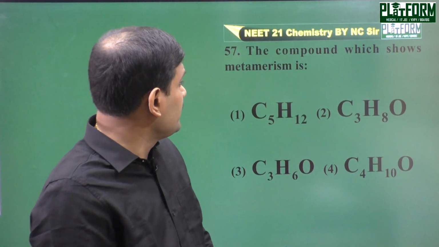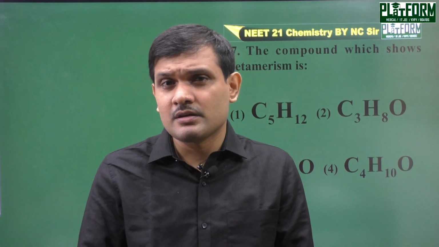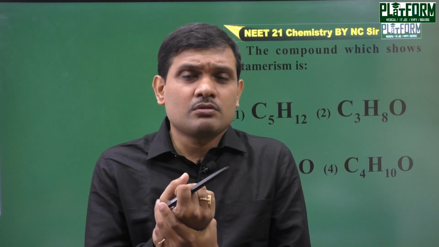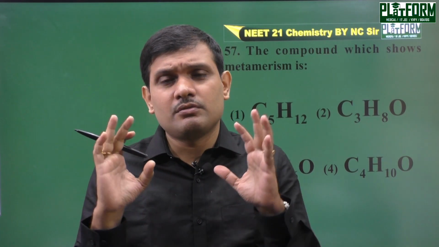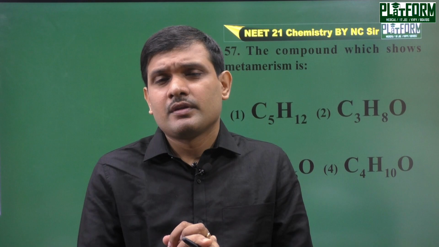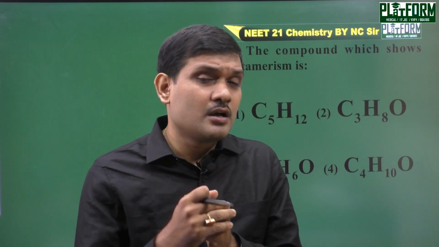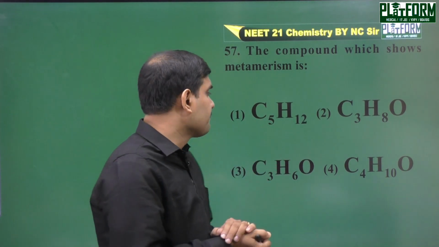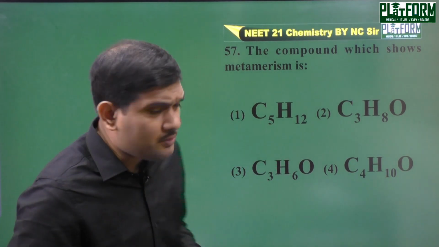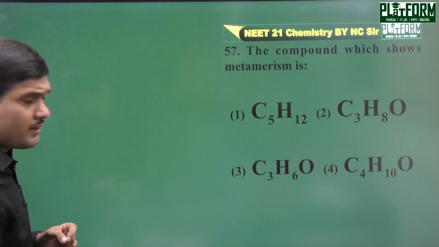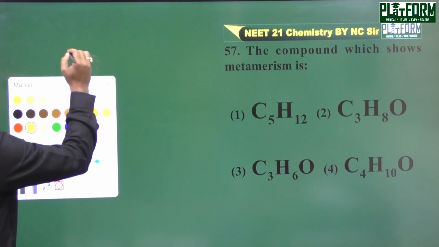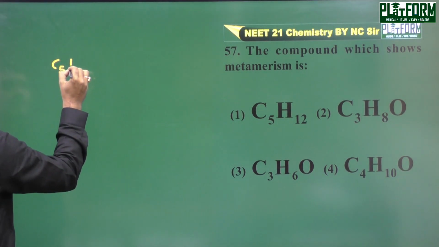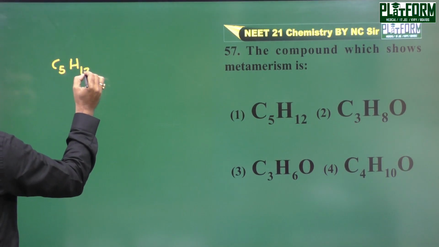The compound which shows metamerism. It is a question from general organic chemistry. So question from isomerism, very good question, I would say. Very intelligently the question is asked, and the options are also given in a very intelligent way. Now definitely if I would discuss C5H12. Now this C5H12, definitely C5H12, it is an alkane.